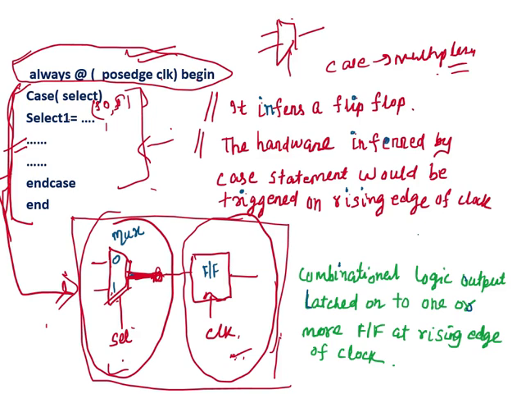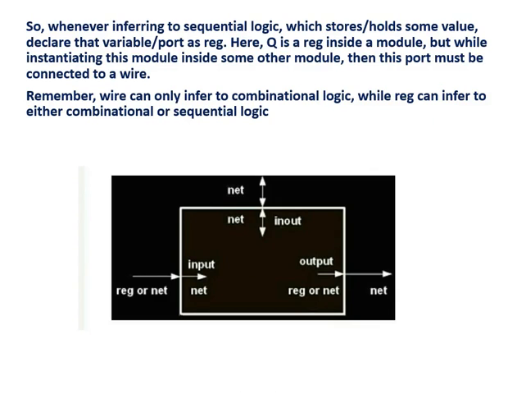Okay, so here this combinational logic output is latched onto one or more flip-flops at the rising edge of clock. The output of this combinational block, the mux, is latched to this flip-flop with respect to the positive edge of clock. Then the next one: whenever inferring sequential logic, if there is data to be held for some time, or if you want to store or hold data, then normally those variables are declared as reg.